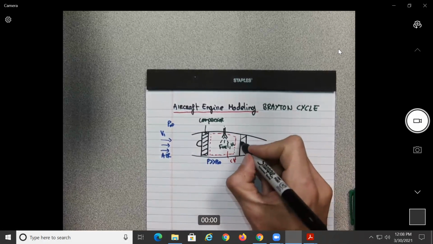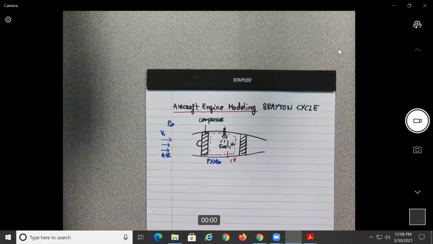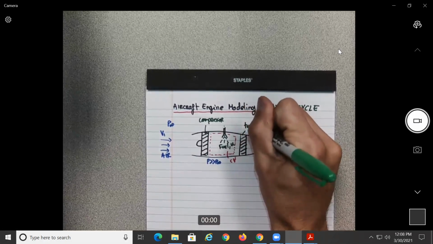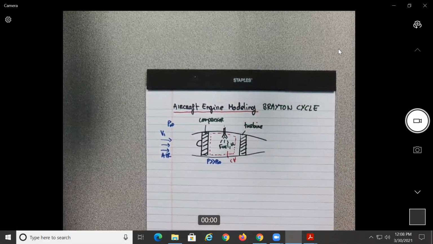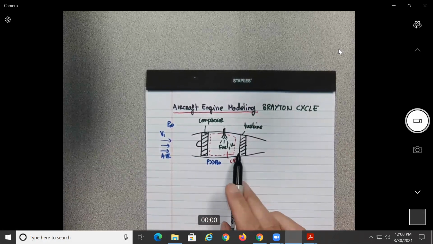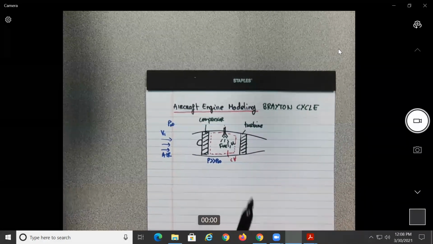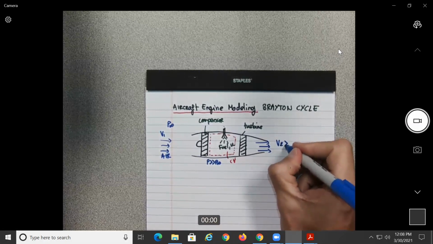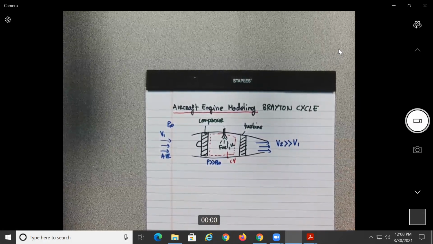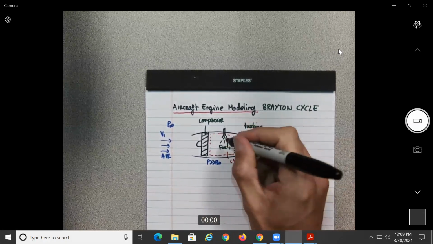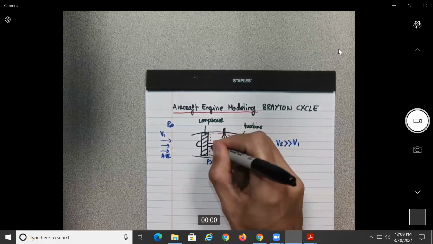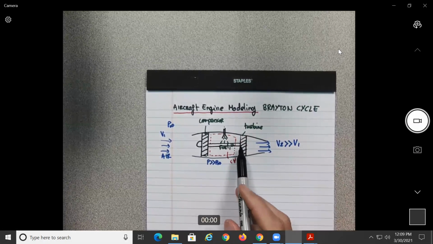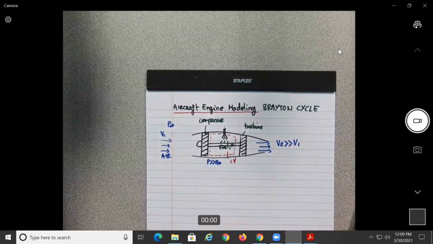And now, what is the name of this last component over here? The turbine. So what is the turbine going to do? It's going to transform all that extra energy, all the enthalpy, into kinetic energy, where V2 should be much higher than V1. And what else is the turbine going to do? The turbine creates power, and it's also going to create power to drive the compressor.